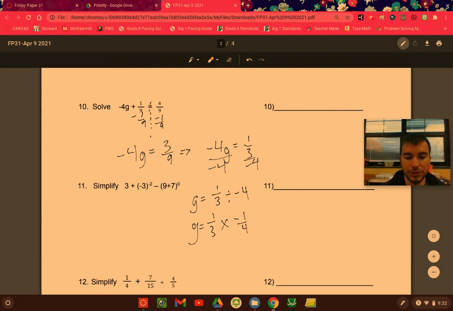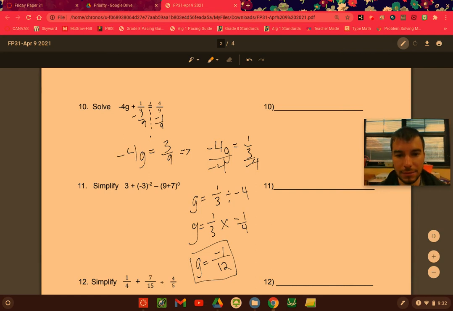So when we do that, we get g is equal to, so 1 times negative 1 is going to be negative 1, and 3 times 4 is going to give me 12. So g is actually equal to negative 1/12. So that was Mrs. Golding's way.